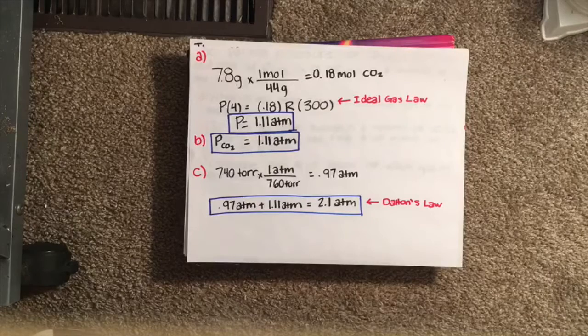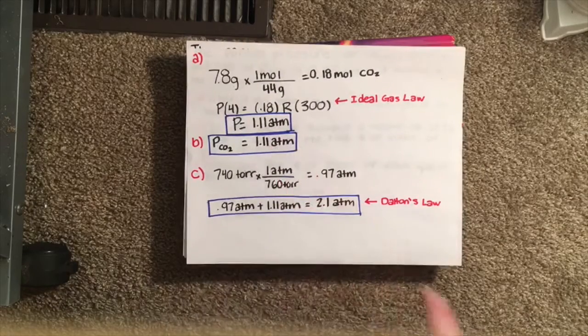Part B asks us whether or not the pressure would change if it was placed into a container that already contained air at 740 torr. The total pressure is going to change because it's not just CO2, but the partial pressure of just the CO2 is the same because it's the same mass of CO2, the same temperature, the same volume, everything's the same for CO2, so the partial pressure of CO2 is still going to be 1.11 atm.